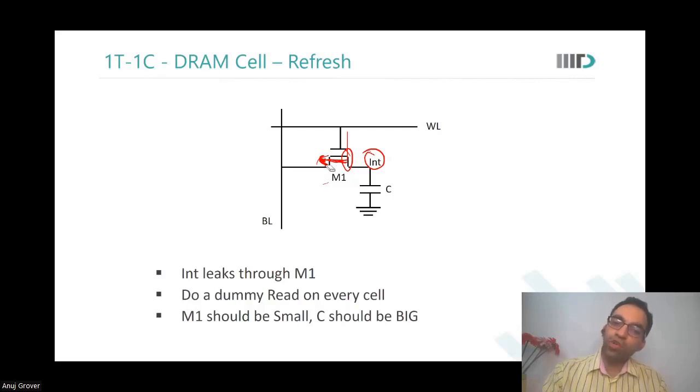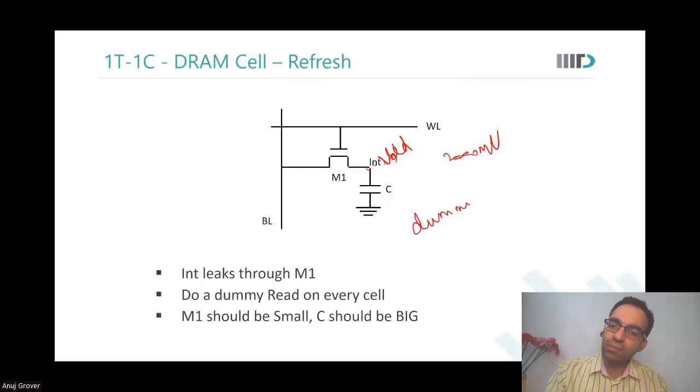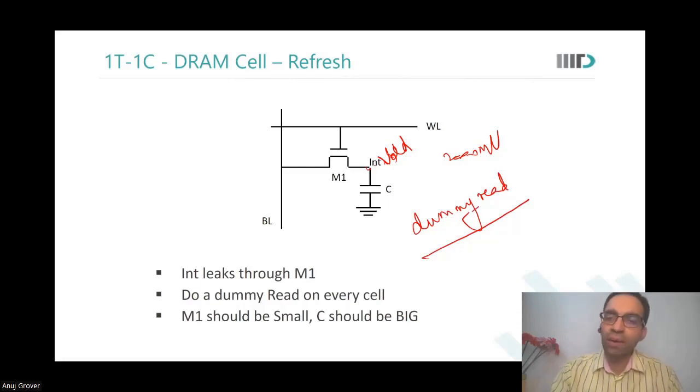What you want is to restore the cell content. Suppose it has leaked by 200 millivolts. If you do a read operation right there and then, this will still be read as VDD, and I will restore the VDD value onto the INT node. This is called a dummy read. This is not a user-triggered read. This read happens anyway, so that the contents of the DRAM are maintained. This is the refresh part.